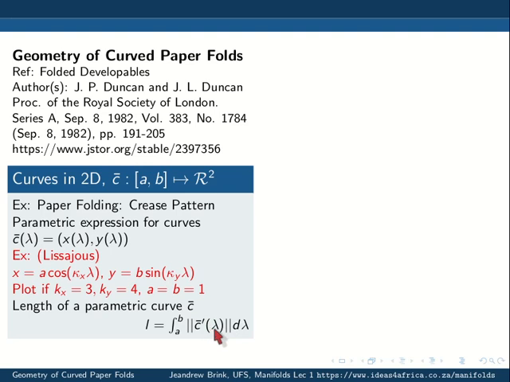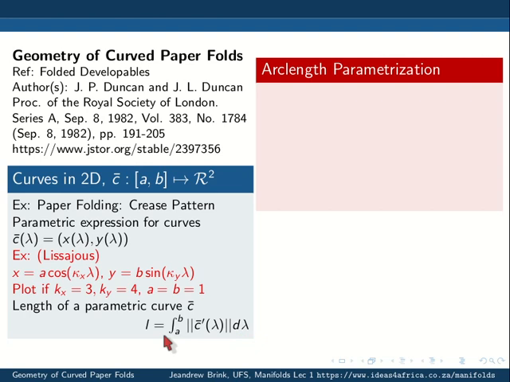Okay, so this is simply Pythagoras in some sense. Here the derivative of C will give you the square root of dx d lambda squared plus dy d lambda squared, times d lambda, and that will give you the length of the curve. Okay, so this should all be familiar.